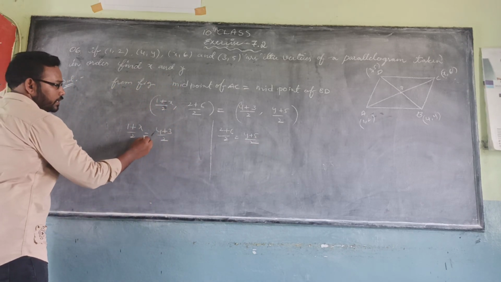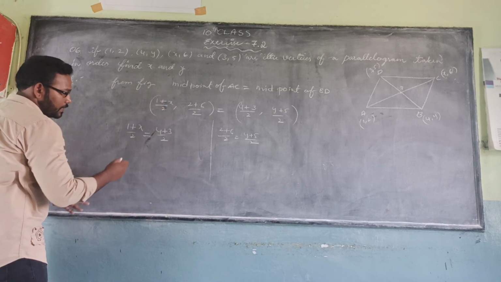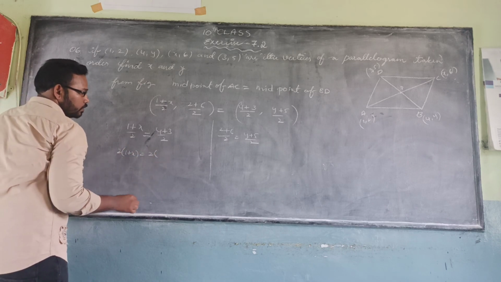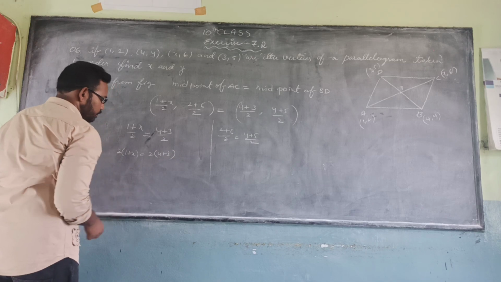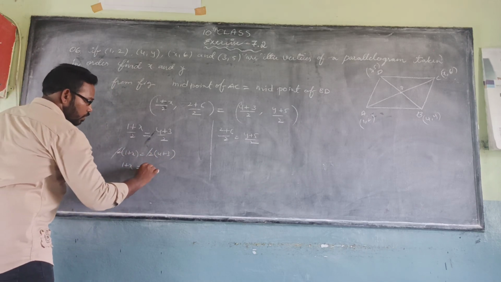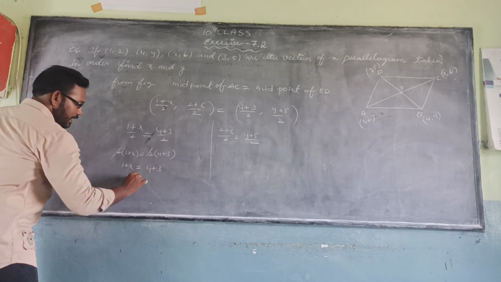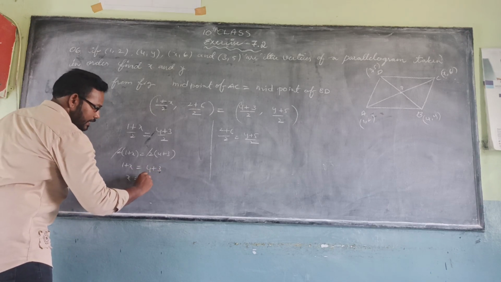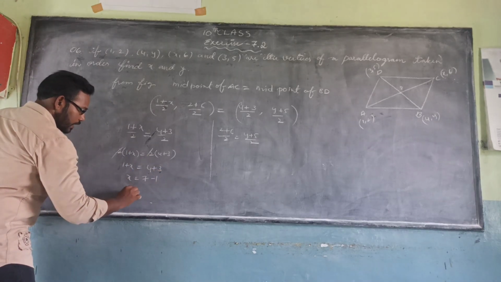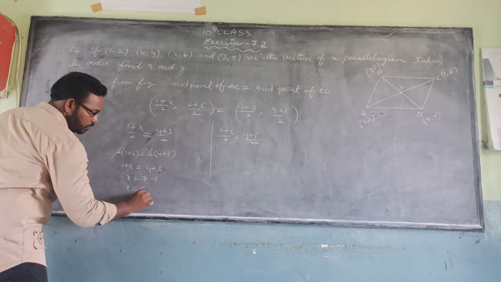You have to do the cross multiplication here. So 2 into 1 plus x is equal to 2 into 4 plus 3. So here 2 and 2 cancel. 1 plus x is equal to 4 plus 3. So here x is equal to 4 plus 3, which gives you 7. If you transfer 1 to the other side, it becomes minus 1. So x is equal to 7 minus 1, which gives you 6.